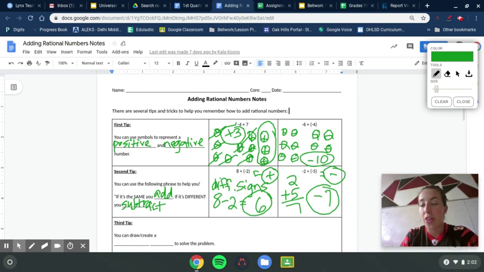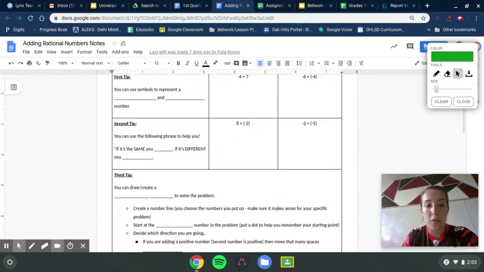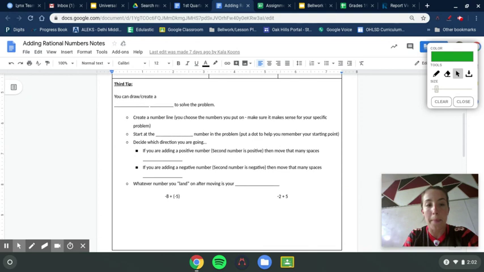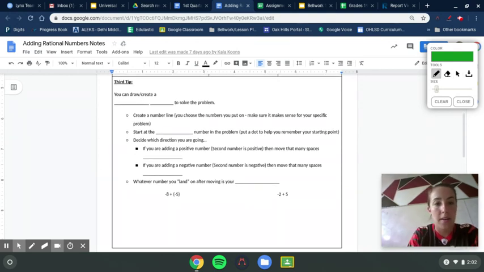Okay, and then your third tip is going to be to create a number line to solve the problem.